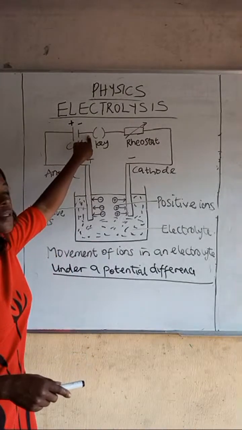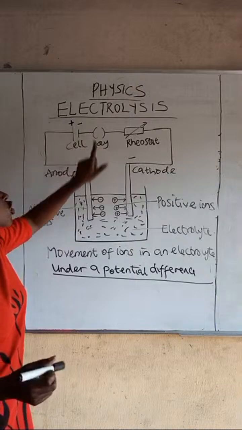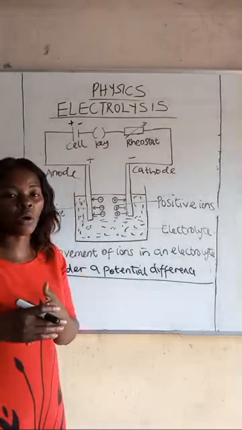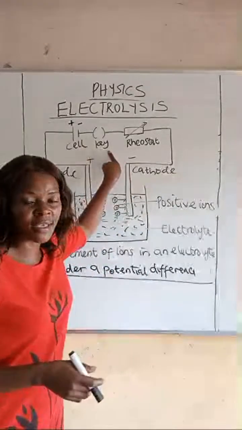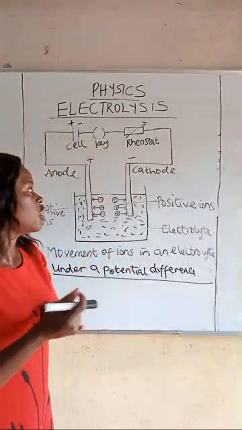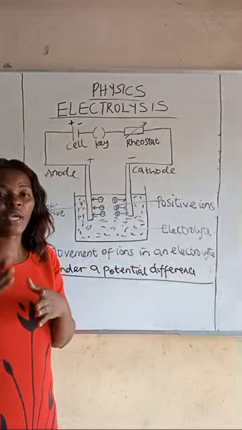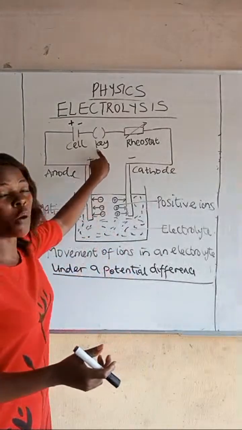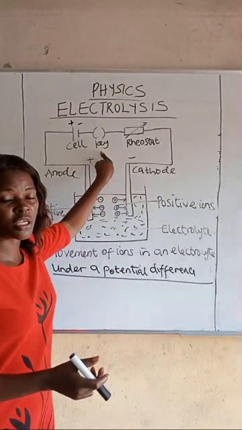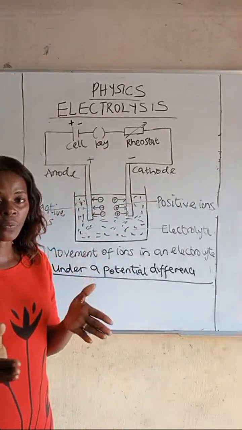A key is a device that we use to open or close our circuit. If I want current to flow, I'm going to close the key and current will flow. If I want to end the circuit or cut the circuit, I'm going to open the key, so that current will no longer flow.